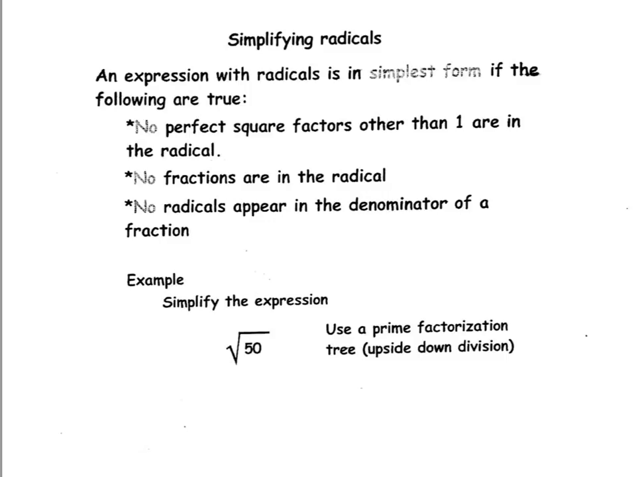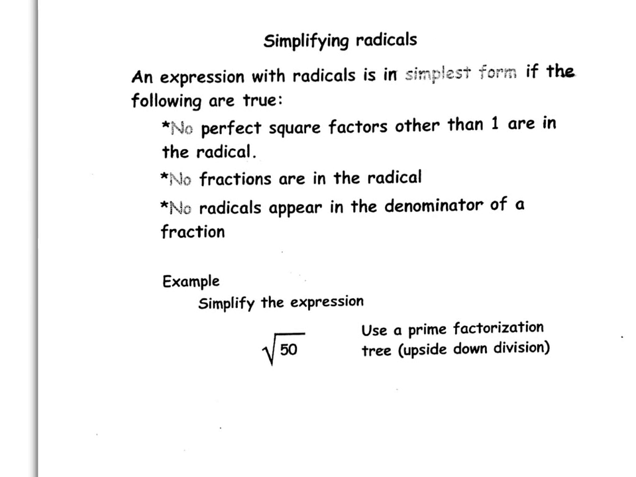So the top here is just a couple of things to always keep in mind whenever you are simplifying radicals. It says an expression with radicals is in simplest form if the following are true. We should have no perfect square factors other than 1 in the radical. Speaking of perfect squares, you should already have a list of perfect squares. I'm going to pause the video real quick and write down the perfect squares so we don't waste any time.